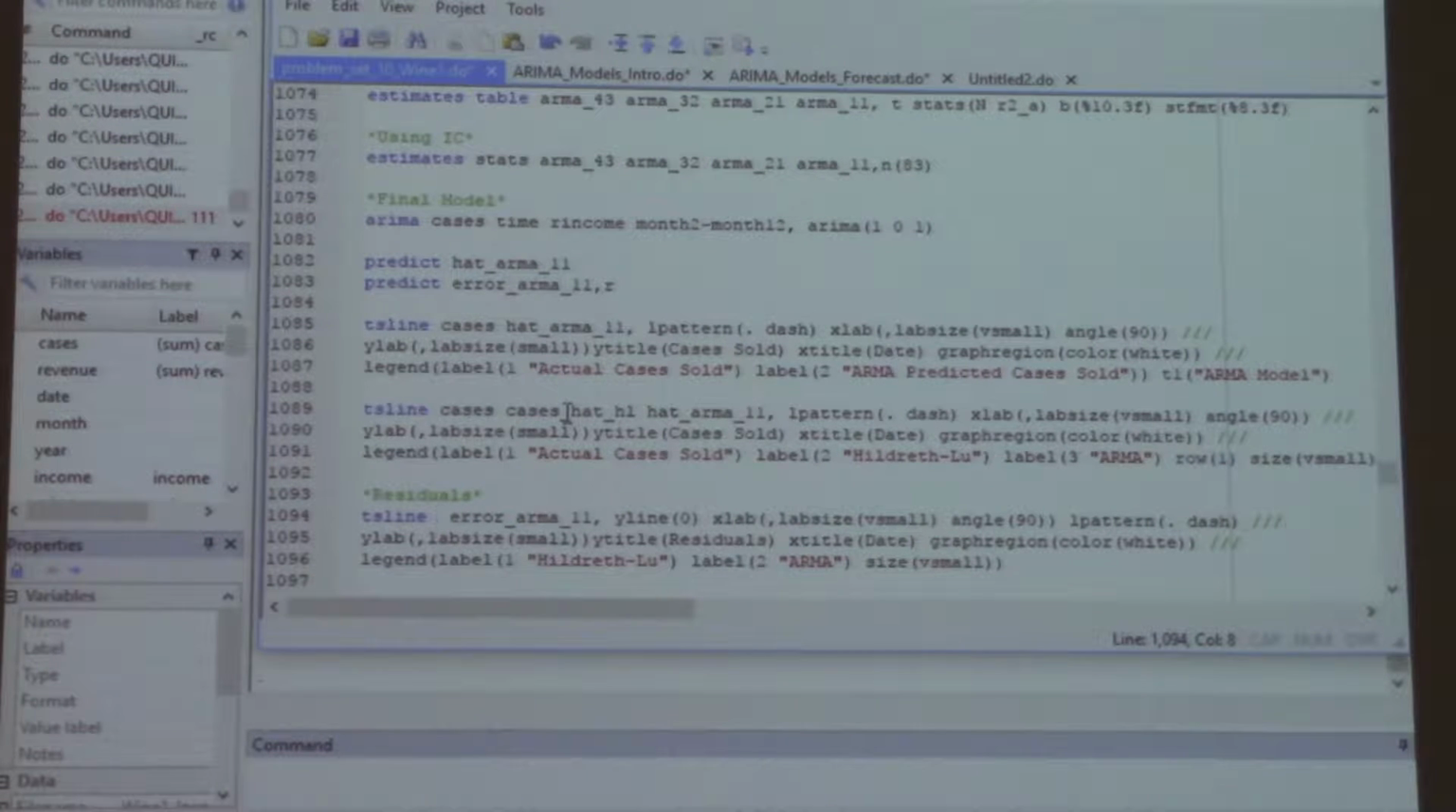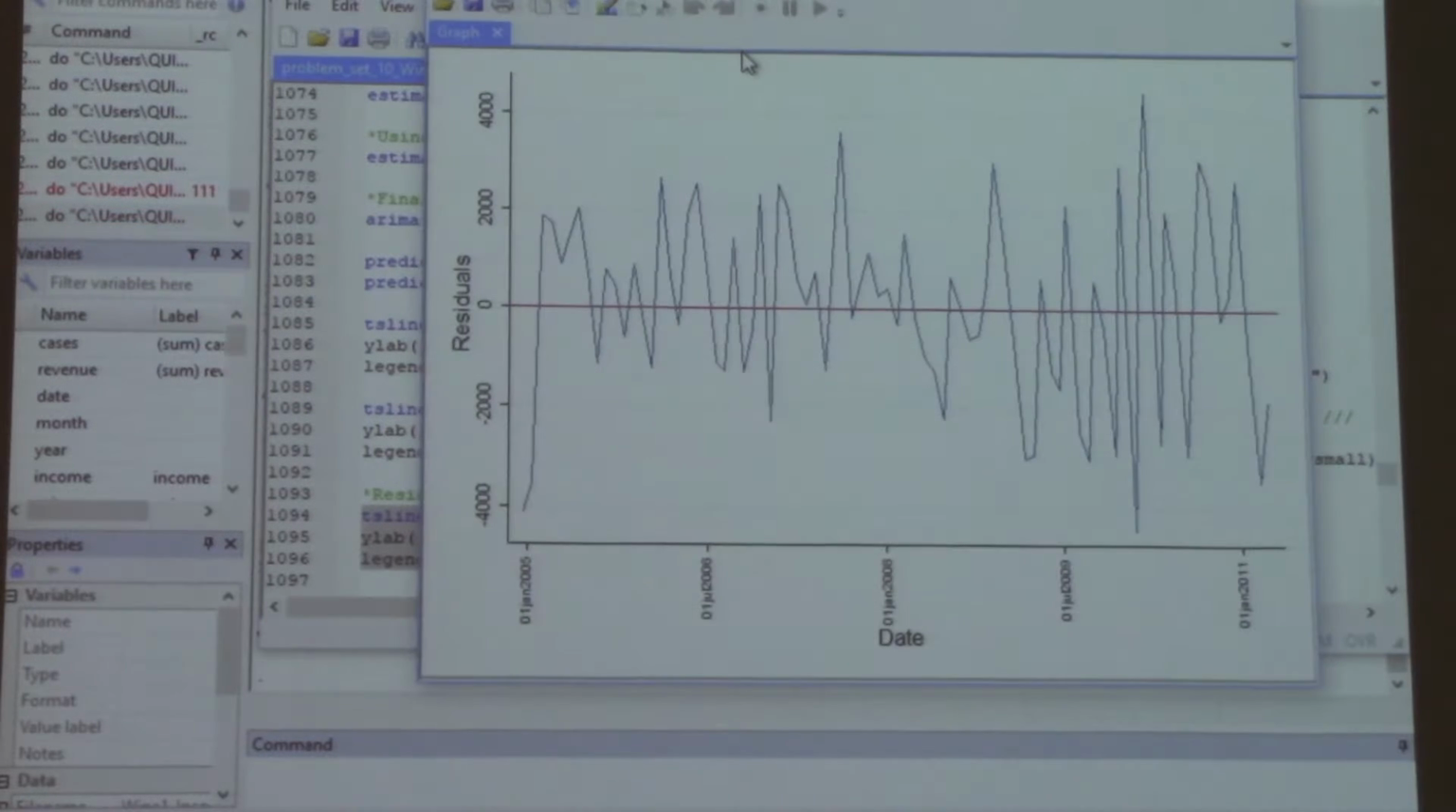We didn't run this one. We did run that one. You see a pattern in there? I don't know, it looks pretty white noise-ish.